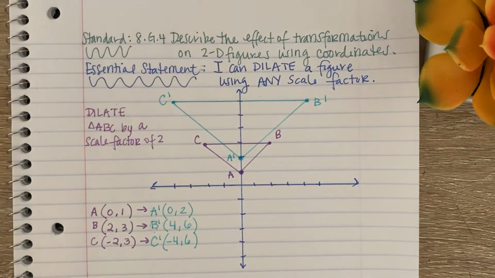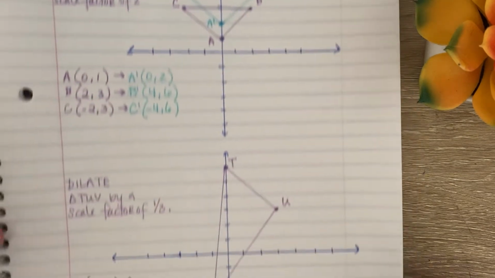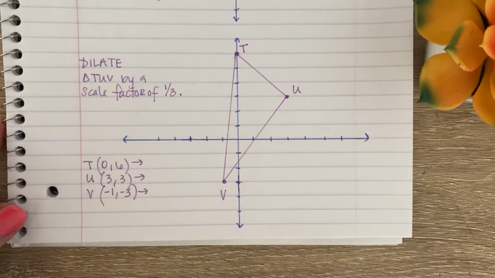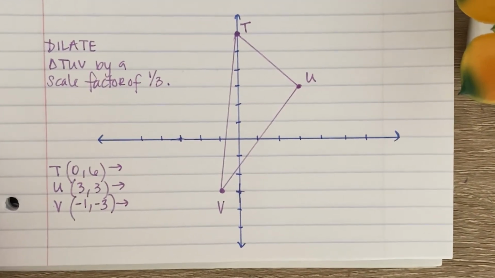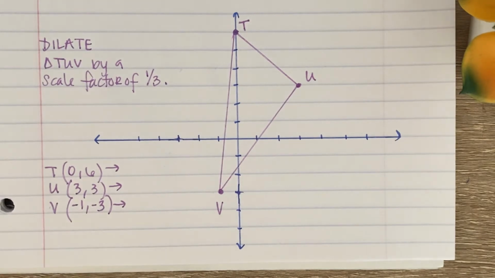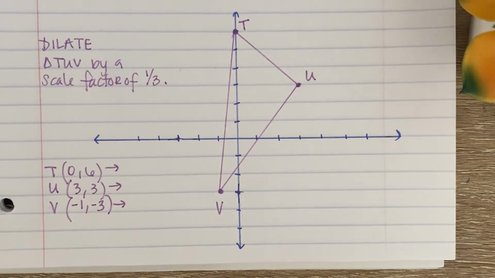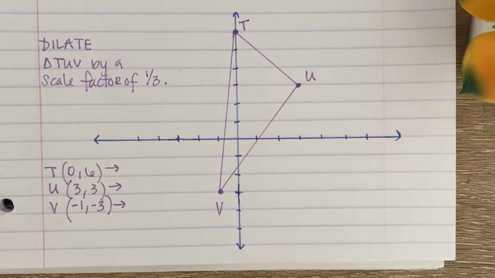Okay, now we'll do an example with a scale factor that is less than 1. So here we have triangle TUV, and we're going to dilate triangle TUV by a scale factor of 1/3.